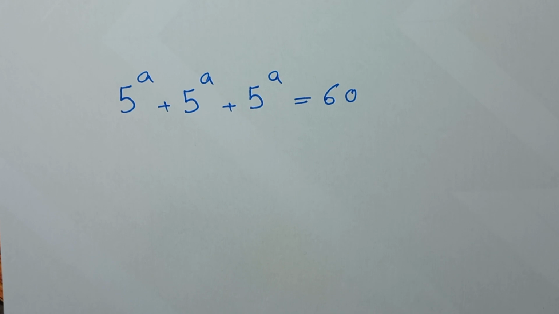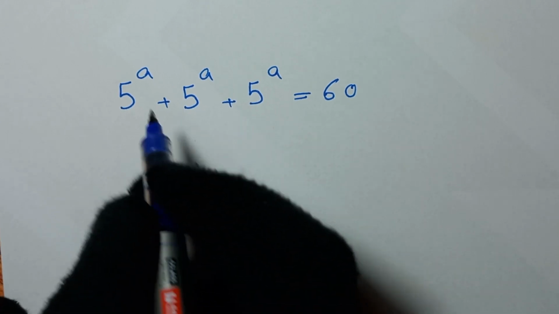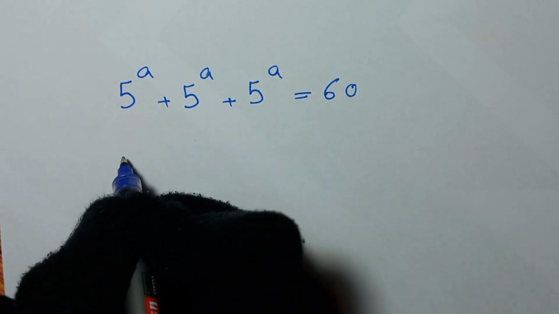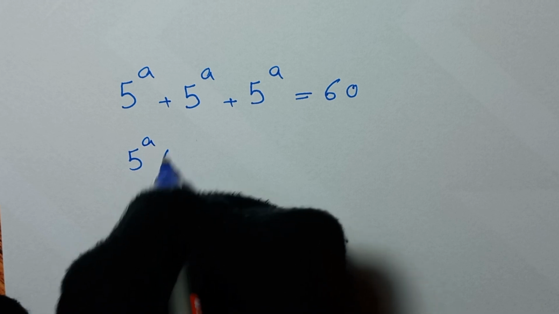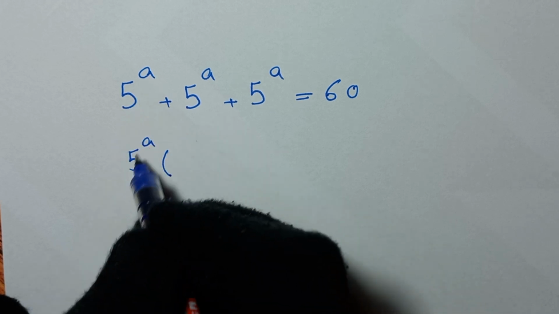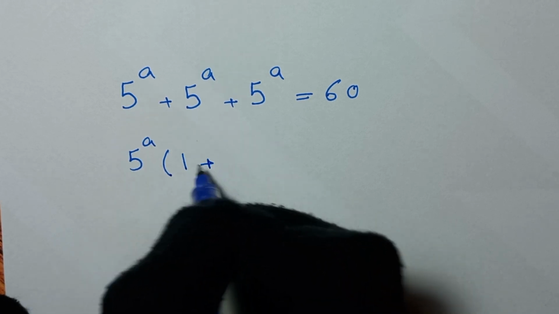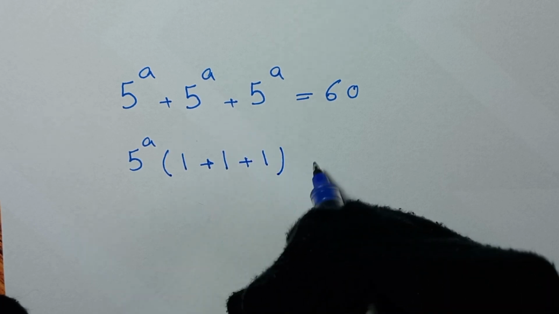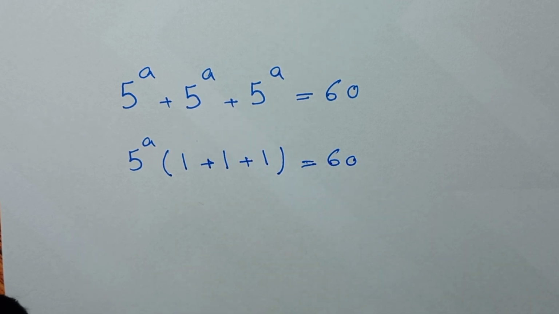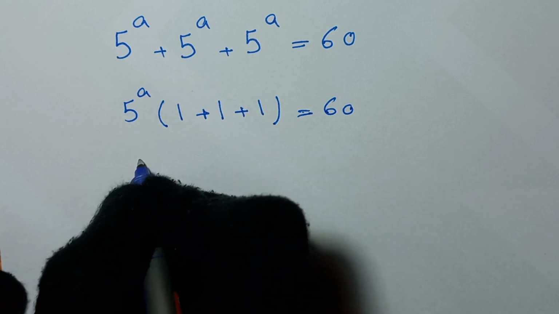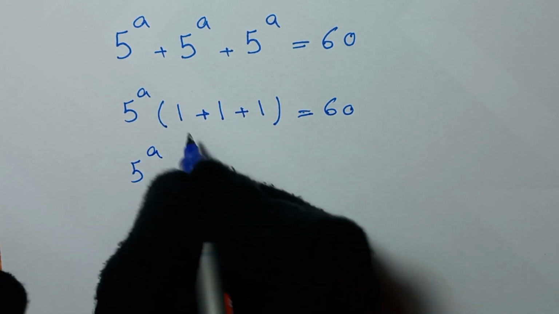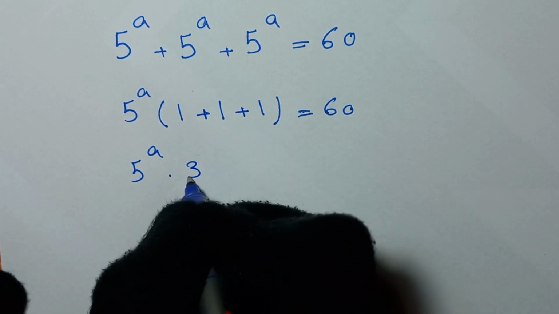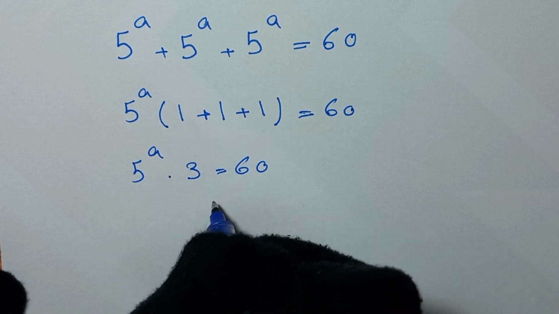In the first step, 5 to the power of a is common, so we factor out 5 to the power of a. 5 to the power of a divided by 5 to the power of a is 1, and this is also 1, and this is 1, right? It will be 5 to the power of a times (1 plus 1 plus 1), which is 3, is equal to 60.